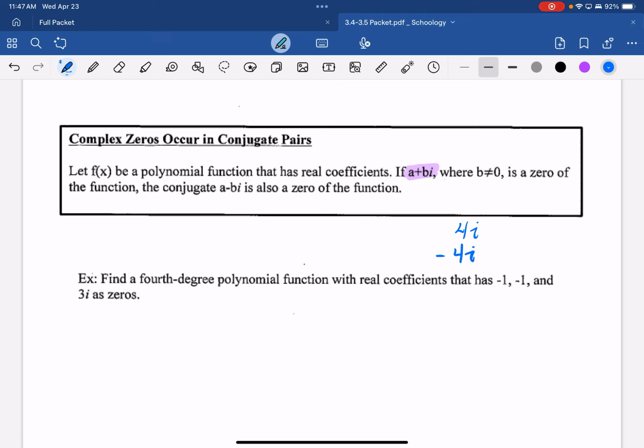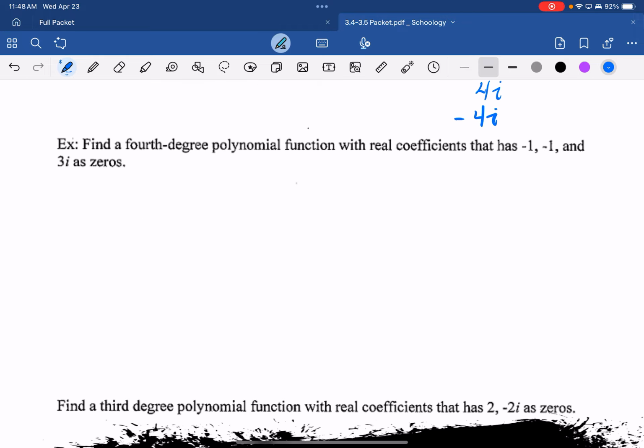Okay, because when you do the square root, we get that plus minus. Okay, so now for these next 2 examples, we're going backwards. So I'm giving you the zeros here. I'm telling you in this one that I have a -1, a -1, and a 3i as zeros. Now, this first guy, again, we're going backwards, so I'm going to write this in factored form. So its matching binomial would be x plus 1.